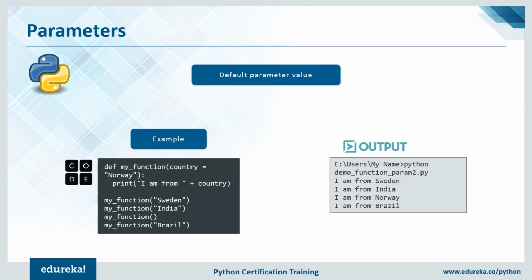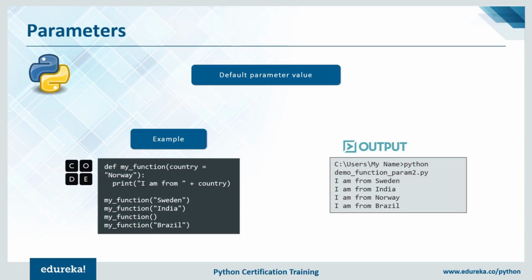We've called the function 4 times, in which the first time we have set Sweden, so it's printing I am from Sweden. The second time it's India, so I am from India. The third time we have just called the function without passing any parameter to it, right? This is the exact case where it moves to the default value. Since nothing is provided, it is printing I am from Norway.